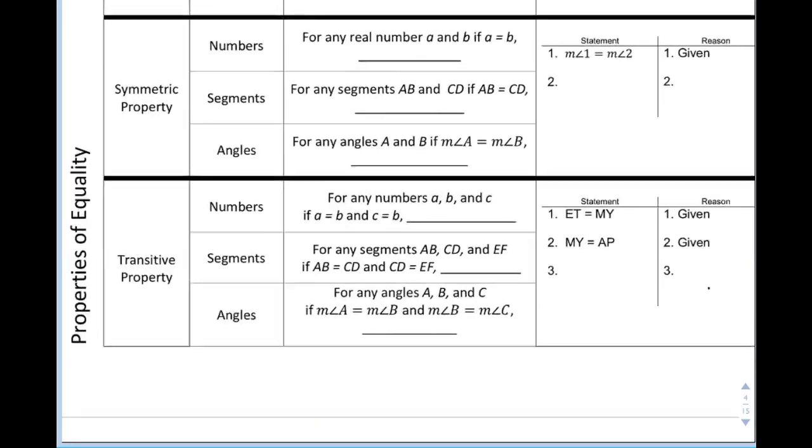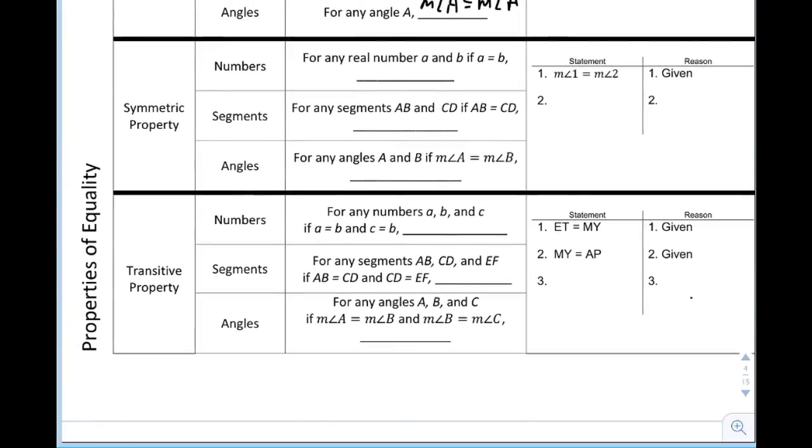The symmetric property, this one we don't use very much. So I'll give you an example here. It tells us that if A equals B, then B must also equal A. It's kind of a flip-flop property. We're not going to use this one very much. You can kind of ignore it. Here is the most important one, though.